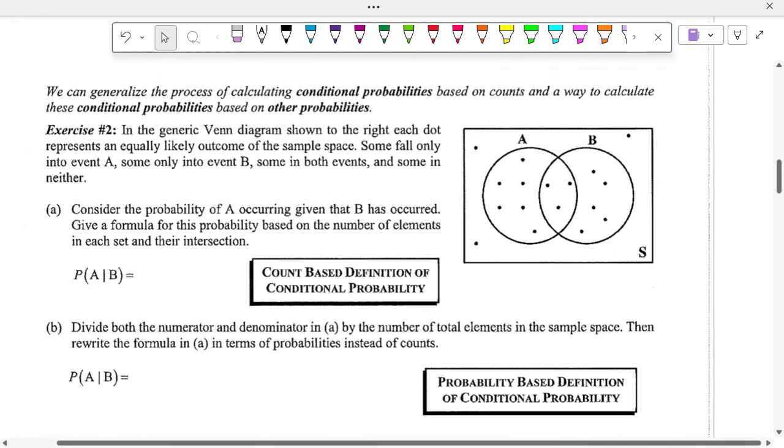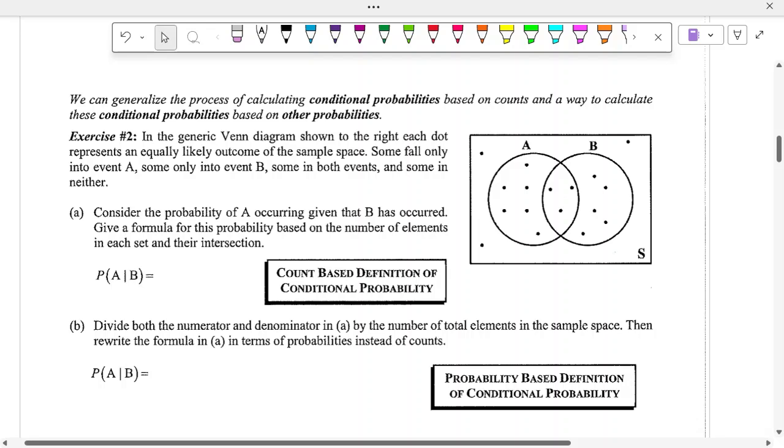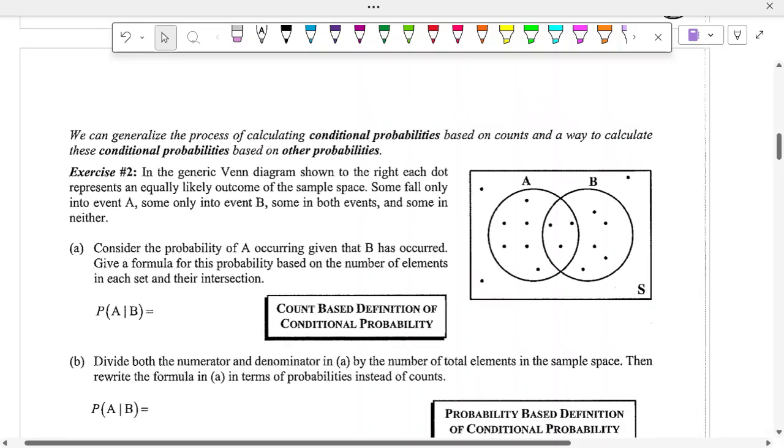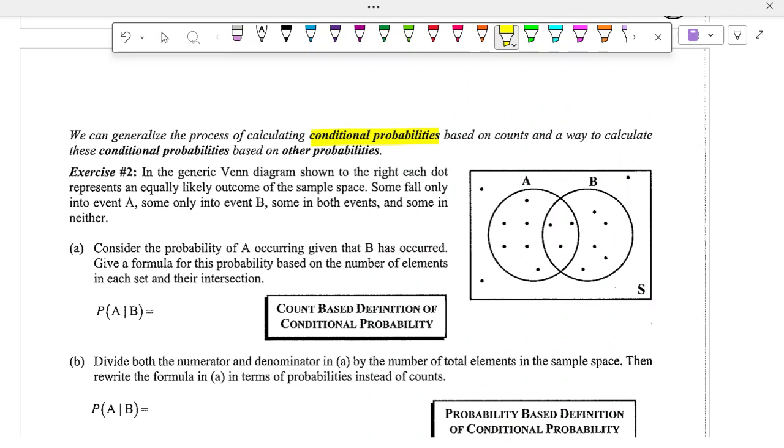All right. Let's look at the next page. So we can generalize the process of calculating conditional probabilities and other probabilities based on the counts. In a generic Venn diagram as shown, each dot represents an equally likely outcome of the sample space. Some fall only into event A, some only into event B, some in both events, and some in neither.